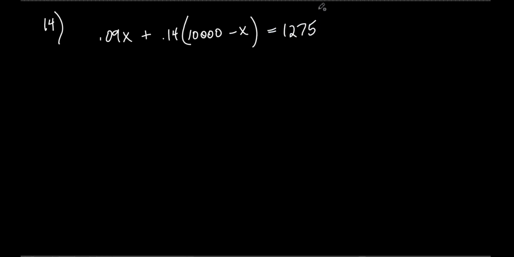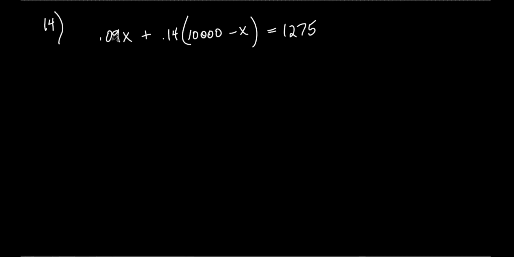All right, 14. So it's 0.09x plus 0.14 times, parentheses, 10,000 minus x, parentheses, equals 1275. All right, here we go. Just like the other one, this is the same.